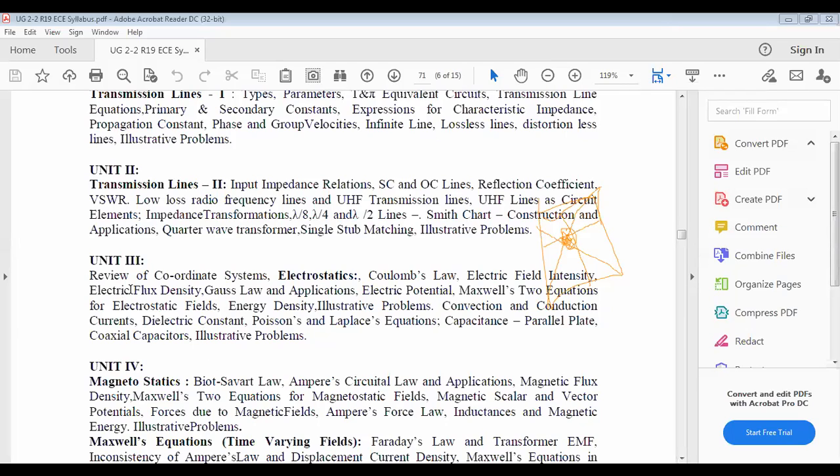Here the coordinate systems serve these purposes. Only three coordinates are considered, the x y z coordinates. When we consider those x y z coordinates, that is called the Cartesian coordinate system.